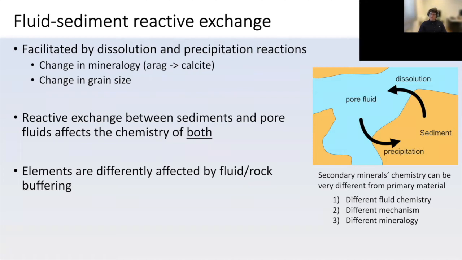But what's important is that this is reactive exchange between sediments and corresponding porefluids. And so both of these systems can be affected by reactive exchange. So if you're dissolving a carbonate and you reprecipitate something with a different composition, conservation of mass says that whatever difference there is has to be taken up by the porefluids. And because of this, due to the different abundance of different elements in carbonate or in water, different isotope systems can be affected quite differently by rock buffering or fluid buffering.